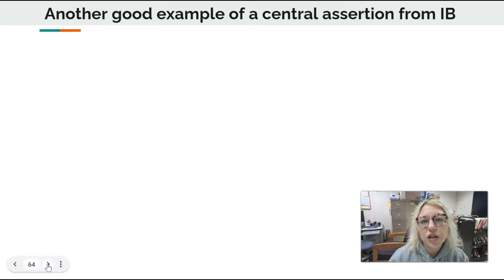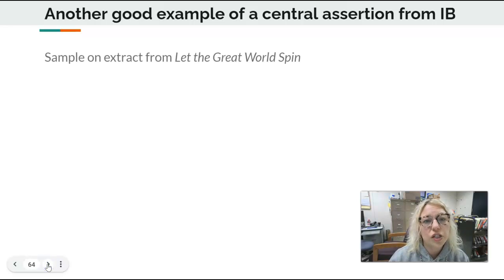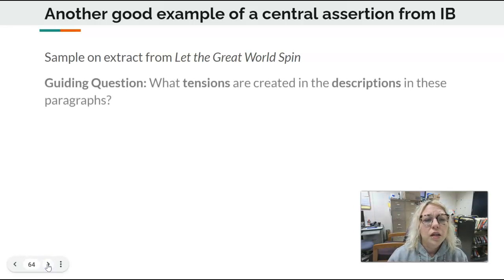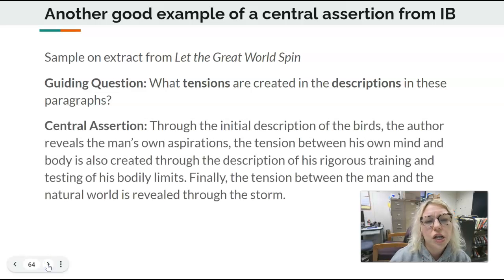Here's another good example. This one comes from a second essay, also found in Schoology, and it's on a prose extract called Let the Great World Spin. The guiding question, what tensions are created in the descriptions in these paragraphs? And here's the student's central assertion. Through the initial description of the birds, the author reveals the man's own aspirations. The tension between his own mind and body is also created through the descriptions of his rigorous training and testing of his bodily limits. Finally, the tension between the man and the natural world is revealed through the storm.